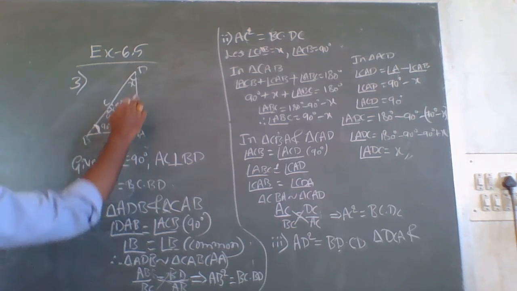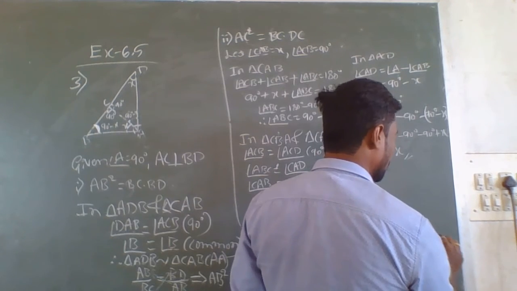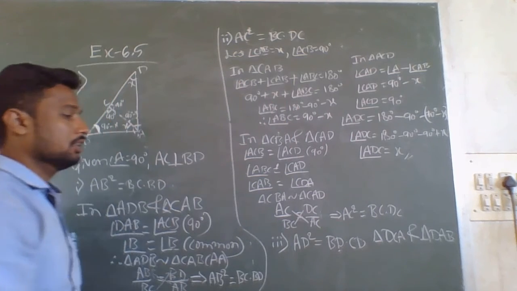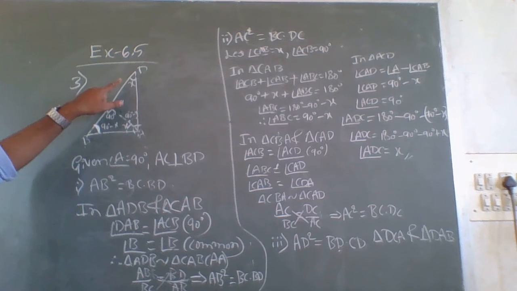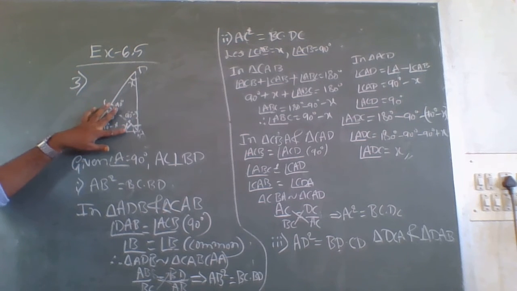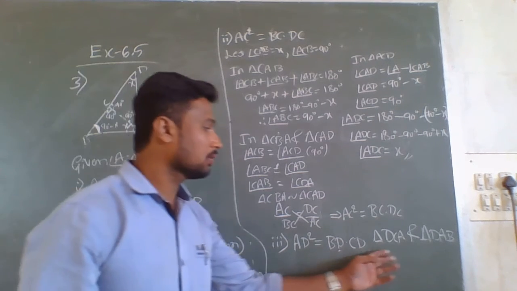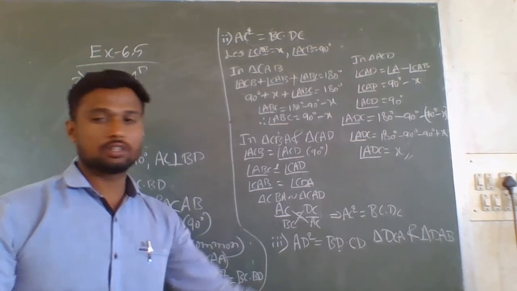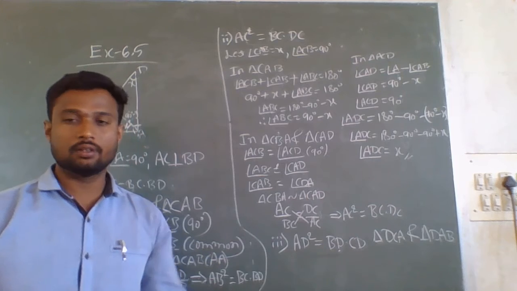Triangle DCA and DAB. Consider these two triangles. Here two angles are common. Angle D is common in both triangles, and here these two angles are 90 degree. Therefore, these two angles are equal. By this, you can write these two triangles are similar. So corresponding sides are proportional. By that you can prove AD square is equal to BD into CD.